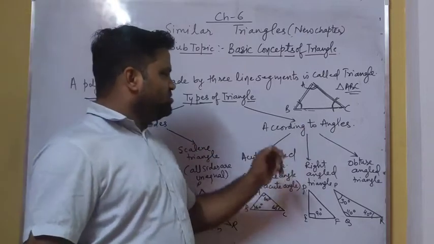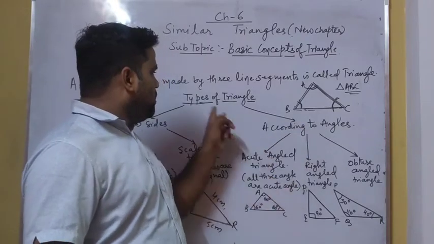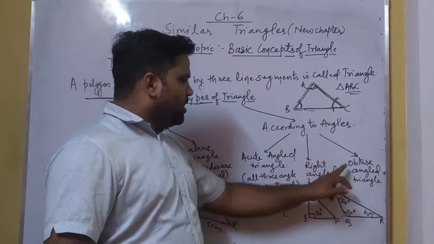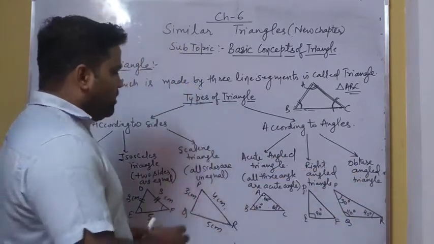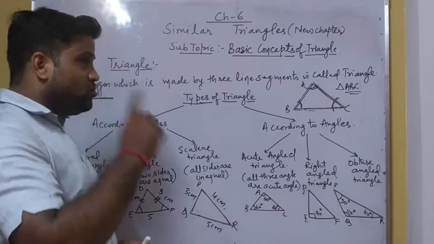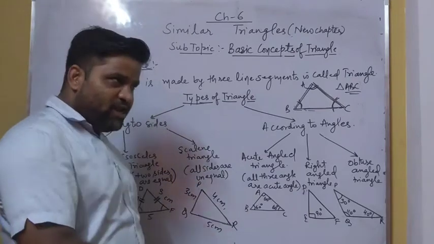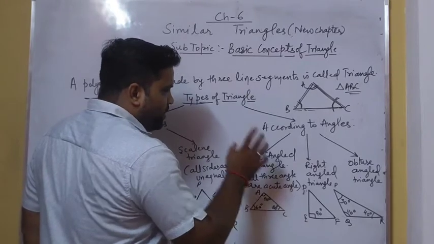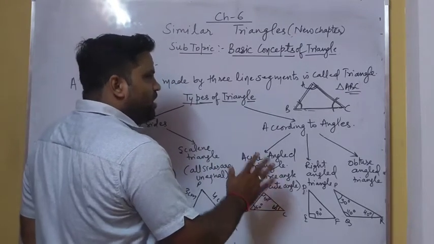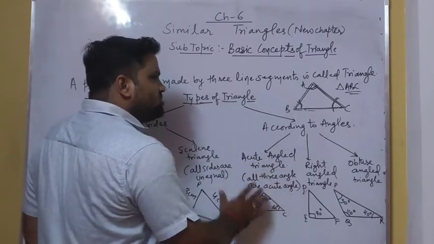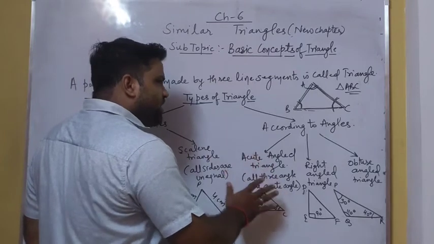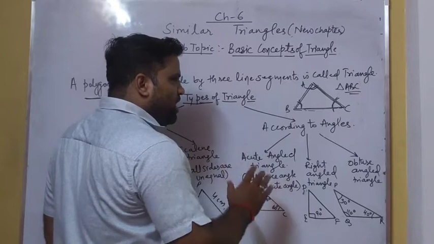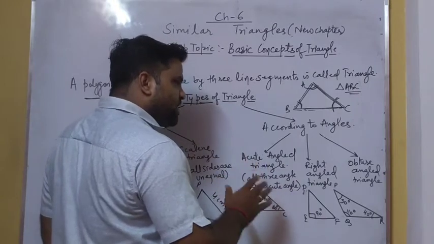On the basis of angles we can divide the types of triangle in three parts: acute angle triangle, right angle triangle and obtuse angled triangle. Acute angles are those angles which are less than 90 degree. In that triangle all three angles are acute, meaning less than 90 degree, and the sum of all three angles will be equal to 180 degree, which we have studied as the property that the sum of all three angles in a triangle is 180 degree.